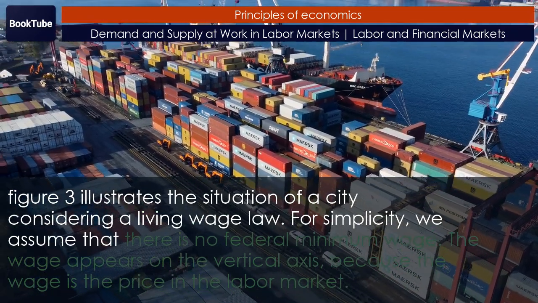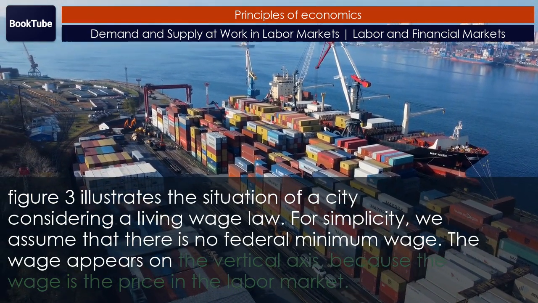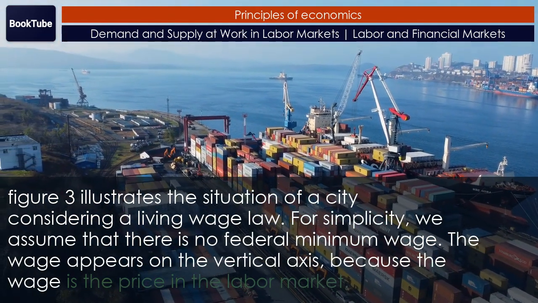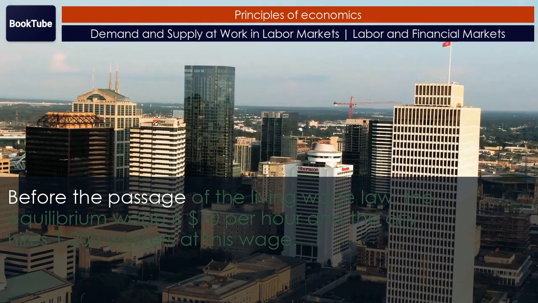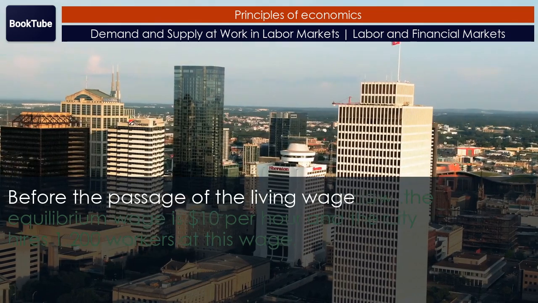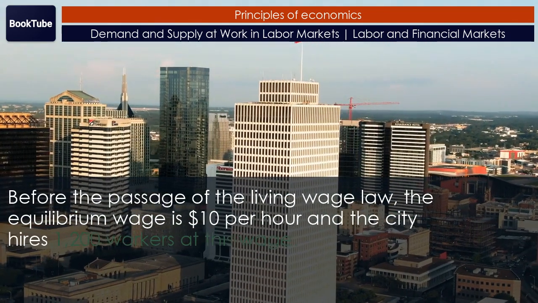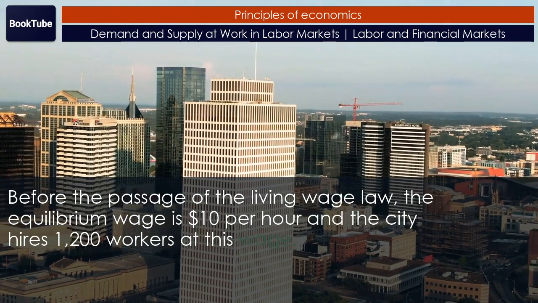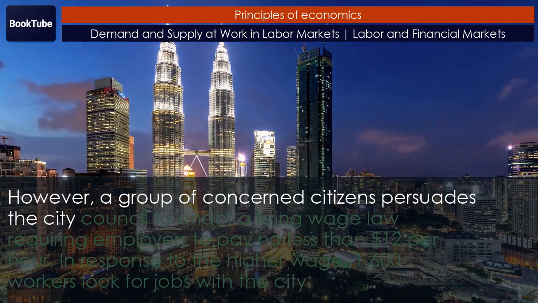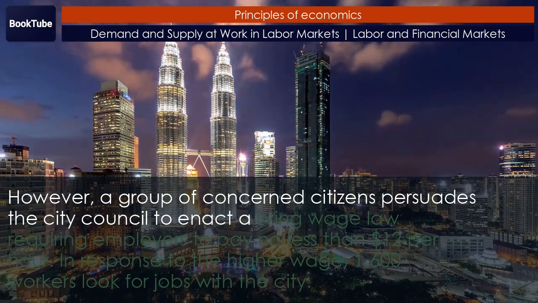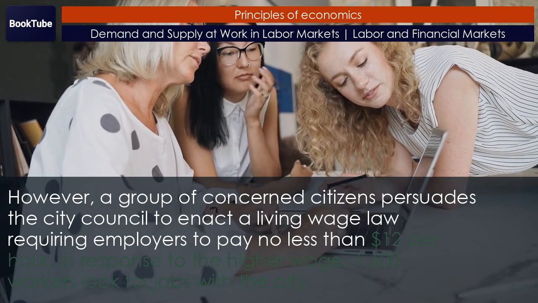For simplicity, we assume that there is no federal minimum wage. The wage appears on the vertical axis, because the wage is the price in the labor market. Before the passage of the living wage law, the equilibrium wage is $10 per hour and the city hires 1,200 workers at this wage. However, a group of concerned citizens persuades the city council to enact a living wage law requiring employers to pay no less than $12 per hour.